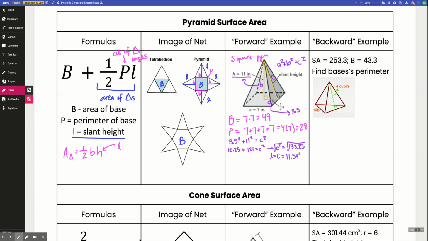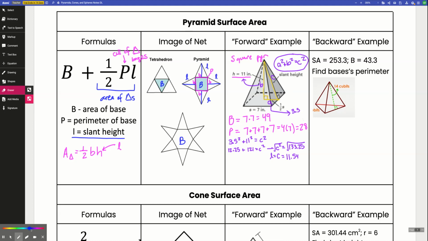Now I'll tell you, in most of the problems that I'm going to have you do, I'm not going to ask you to do this. A lot of the times I will give you the slant height that you need. I just want to make sure that you know that you do have the tools. If they don't give you the slant height, you do have the ability and the tools to figure that out, which almost always is going to be the Pythagorean theorem.